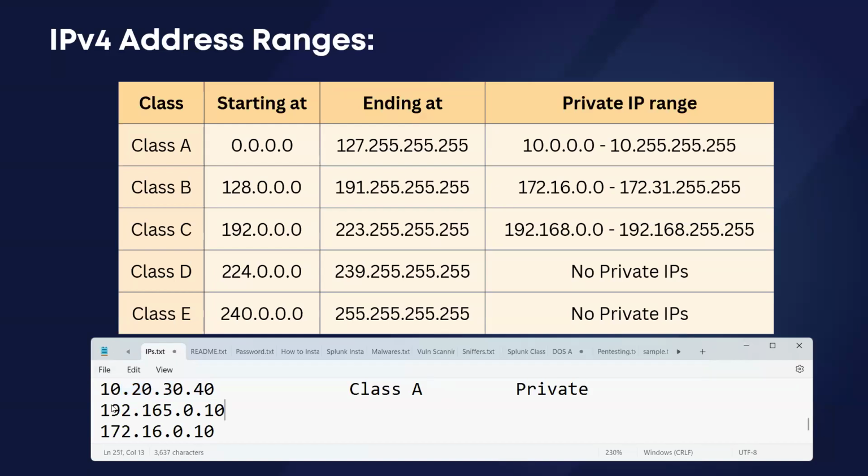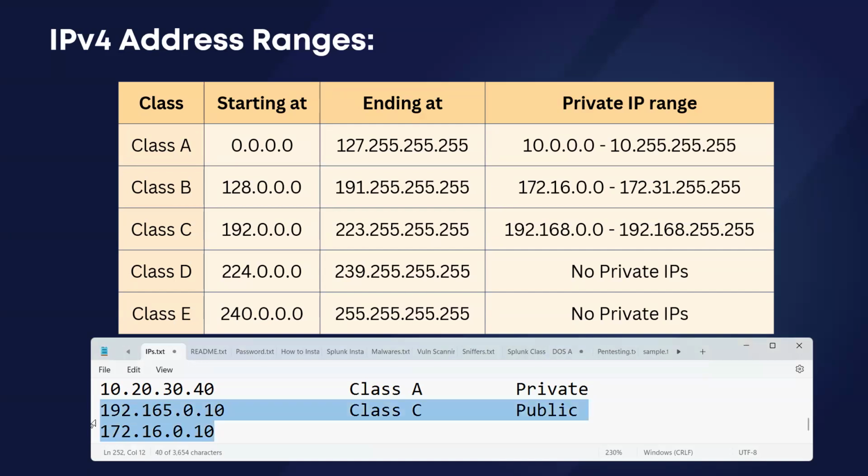Second number, 192.165.0.10. So 192 falls in class C here. So this is class C, right? And now, is it public or private? The first octet, 192, seems to match. The second octet is 165. But for it to be a private IP, it should be 168, which means it's outside the range of private IP, so this is a public IP, right? Now, similarly, can you give me the answer for the next one?